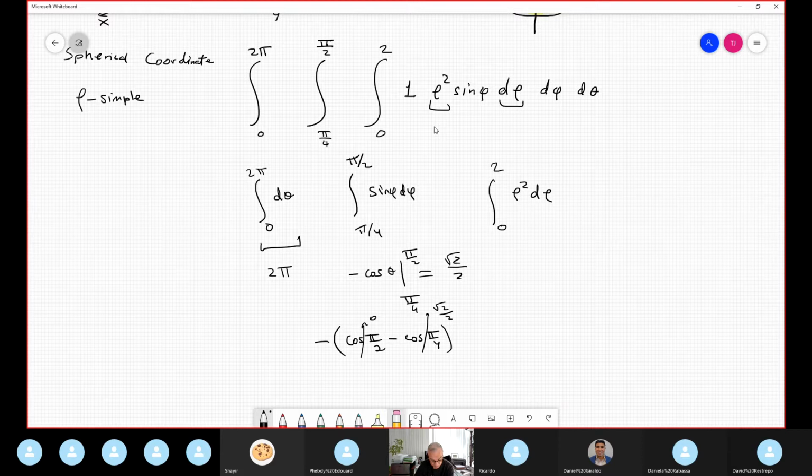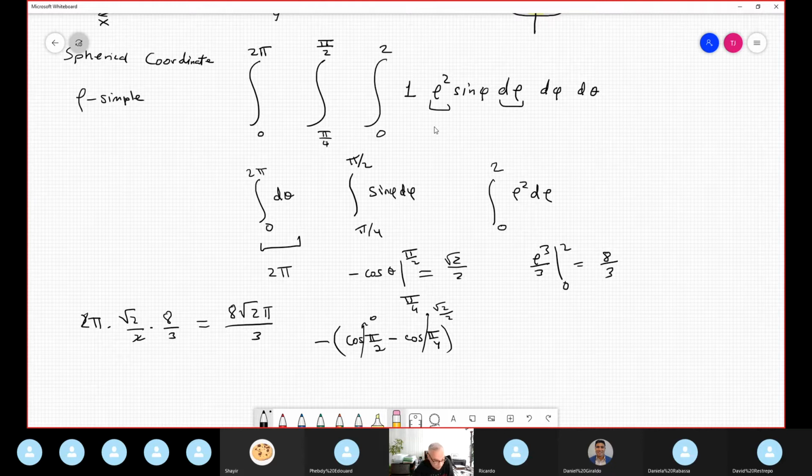And finally, the part here is rho cubed divided by 3, evaluated between 0 and 2. Entonces 8 over 3. And the final answer is 2 pi times radical 2 over 2 times 8 over 3. These two cancel, and stay alive radical 2 pi over 3. This is the final answer.